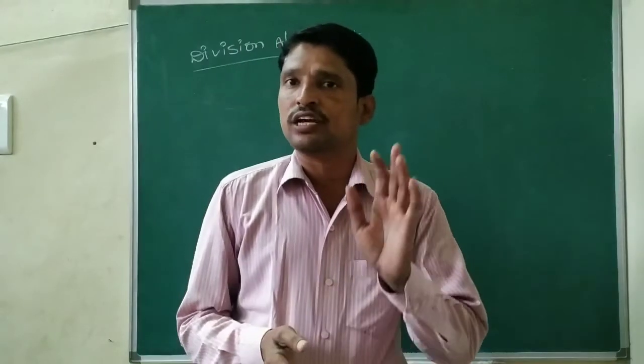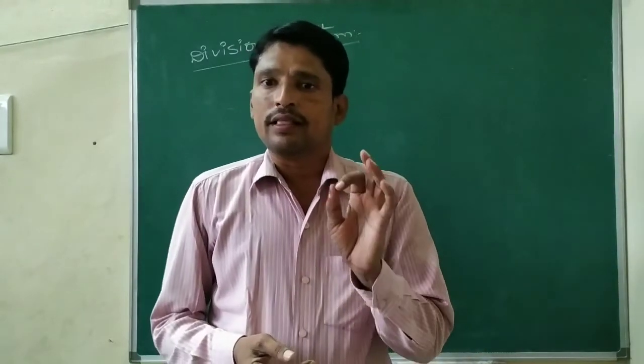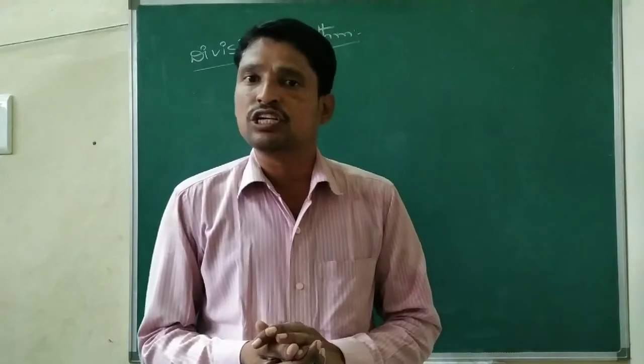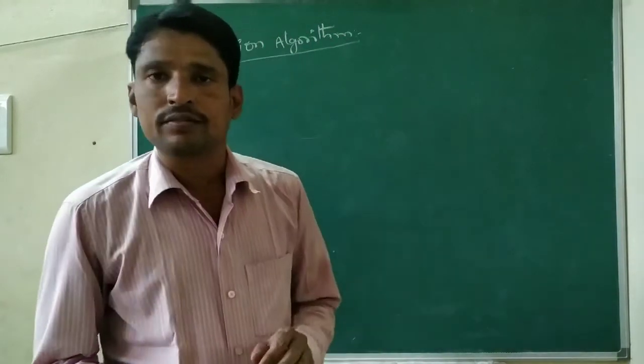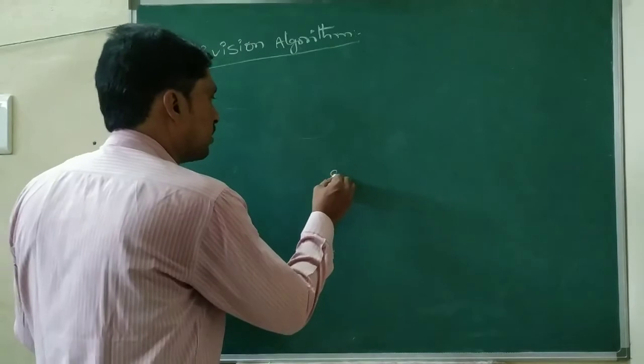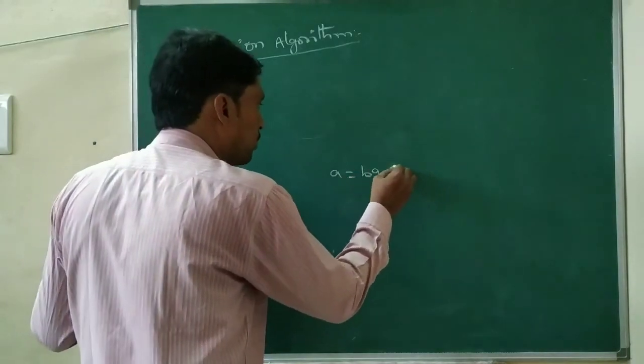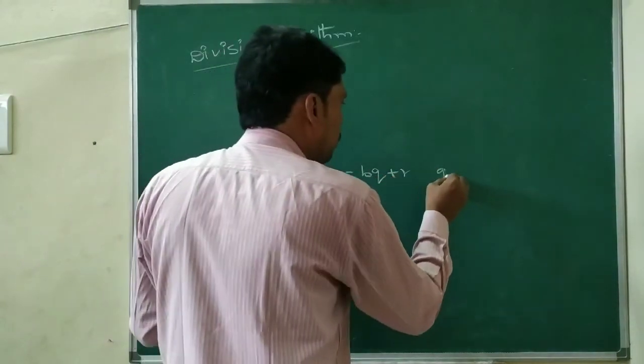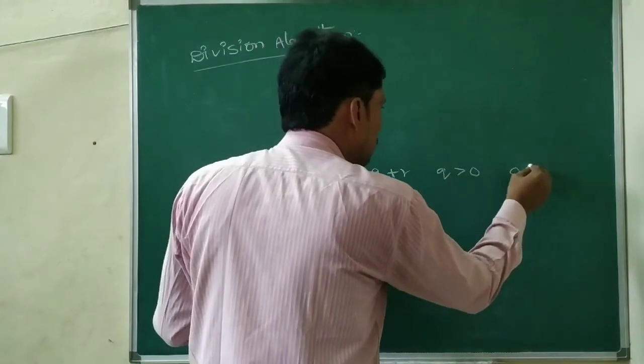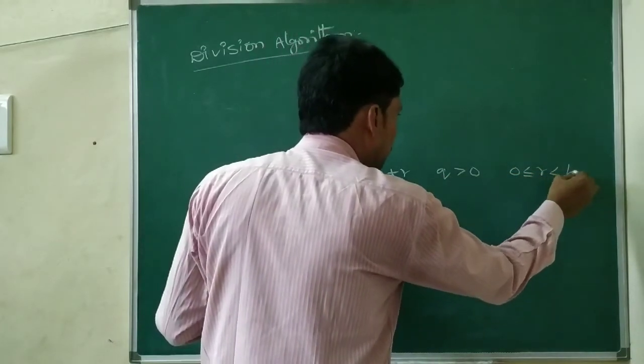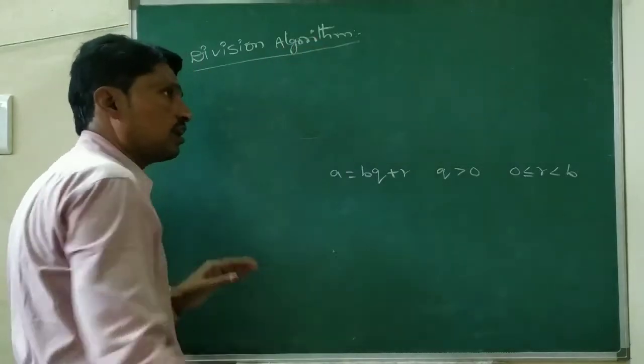What is division algorithm? Given positive integers a and b, there exists a unique pair of integers q and r satisfying a equal to bq plus r, and here b greater than 0 and 0 less than or equal to r less than b. This is called division algorithm.